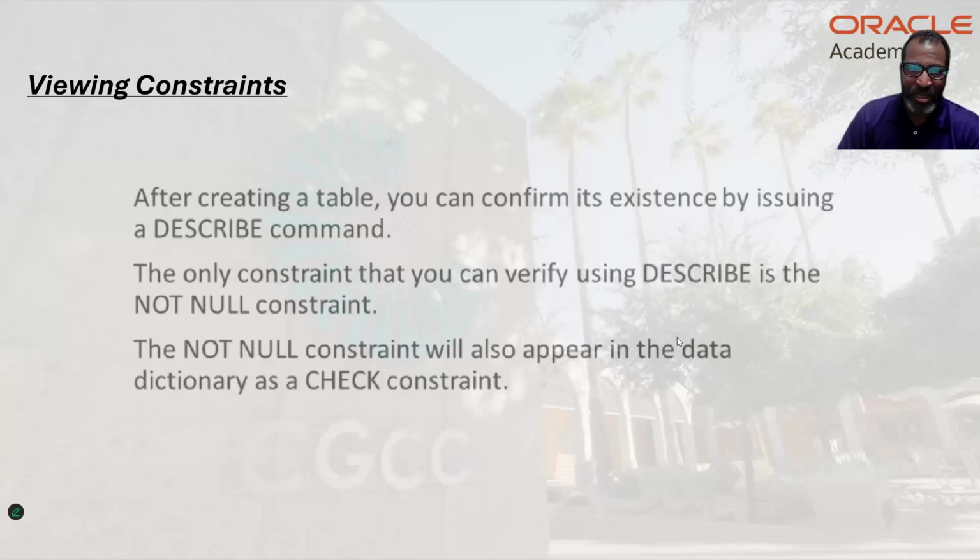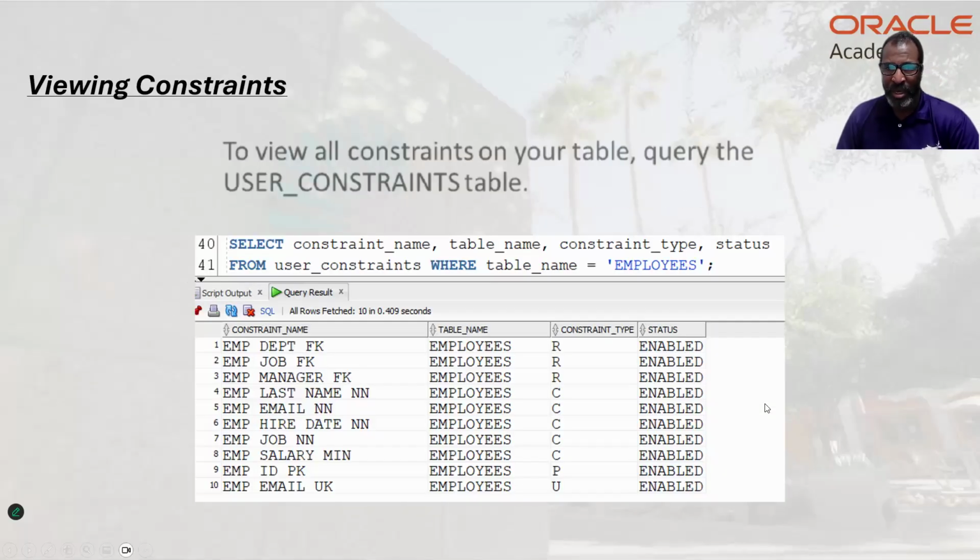With that said, yes, you can view your constraints that are on your tables. Yes, that's in a data dictionary. So to view all your constraints, you simply select constraint name, table name, constraint type, and status, which is going to be enabled or disabled, from user constraints. So here are all your constraints.